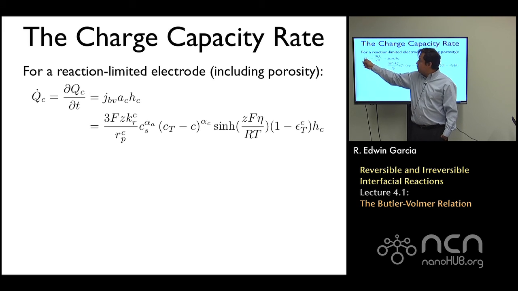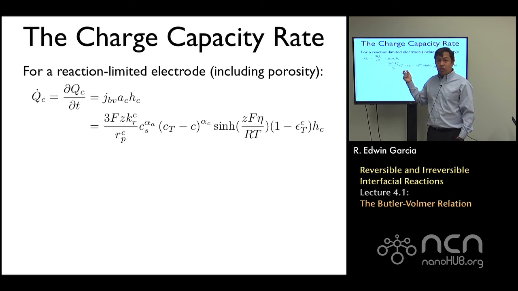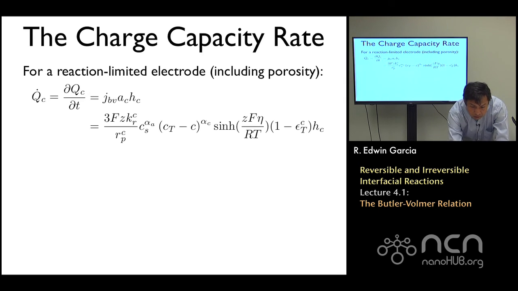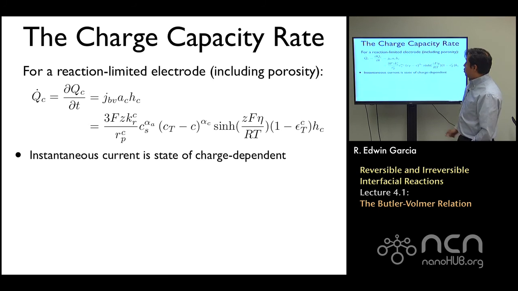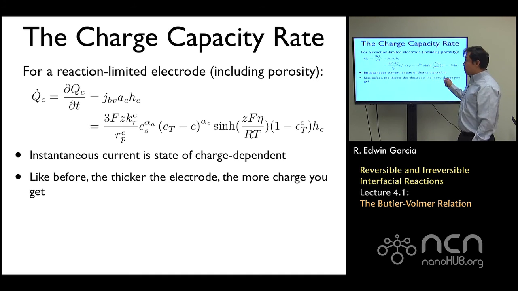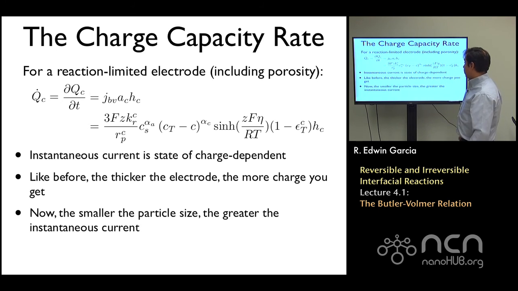Again, you can think of this Q dot: if I multiply by the voltage, it gives me how much instantaneous power the system is giving me. However, it shouldn't be a surprise that this instantaneous current is state of charge dependent as a result of these two contributions, and it's also a function of those microstructural parameters. As we have seen before, the thicker the electrode, the more charge we will get, but also the smaller the particle size, the greater the instantaneous current.